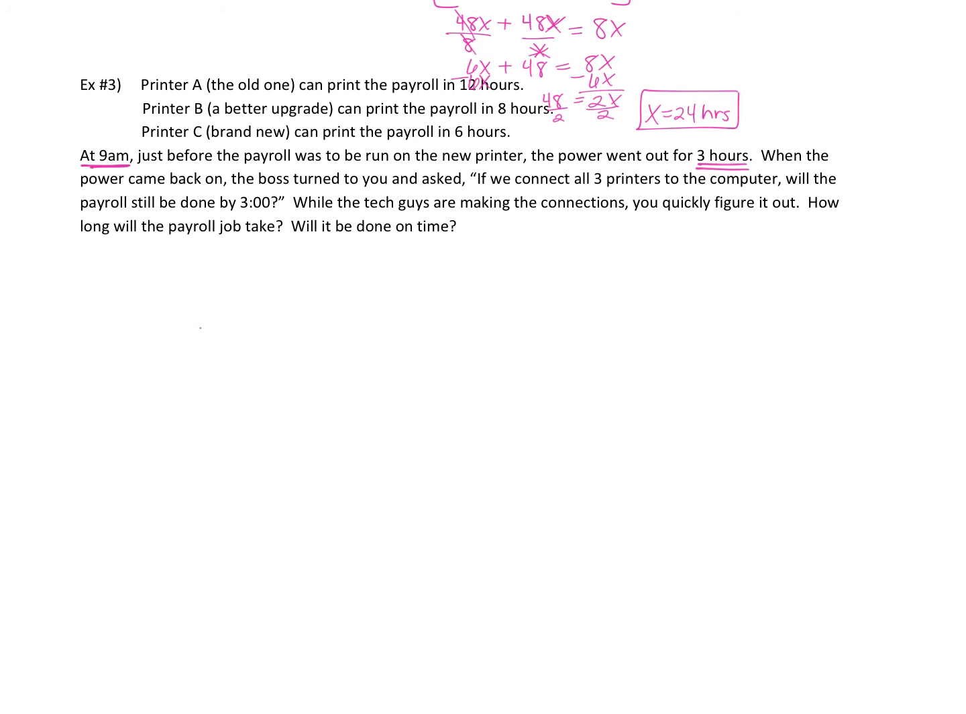How do you set that up? Printer A, printer B, and printer C. If we do them separately versus if we do them together, how do you set it up? What goes in the separate category here? What's A? 12 for the printer A, 8 hours for printer B, 6 hours for printer C.